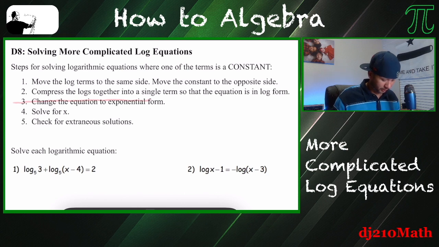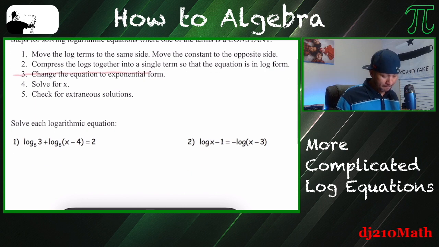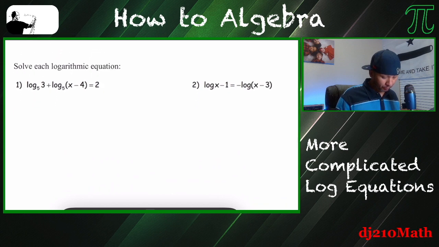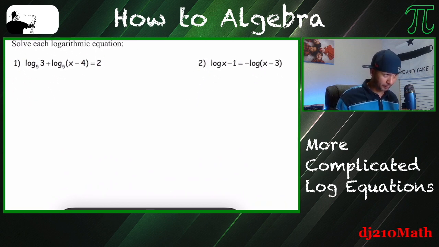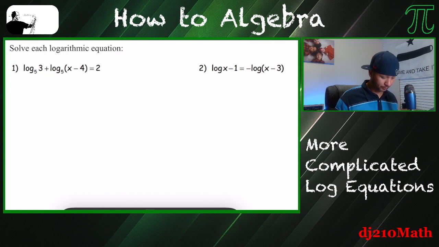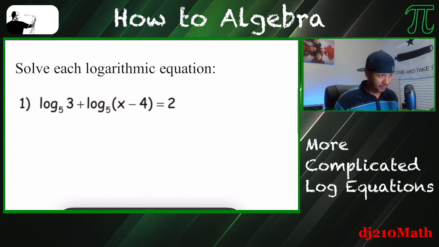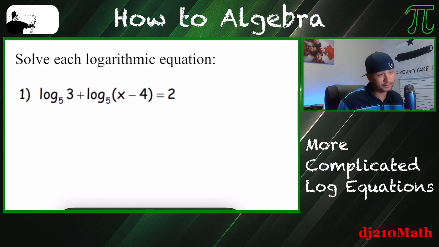So let's get right into number 1. So there's 4 examples. Okay, number 1. Log base 5 of 3 plus log base 5 of x minus 4 equals 2. The logs are on the same side. The constant is on the opposite side.